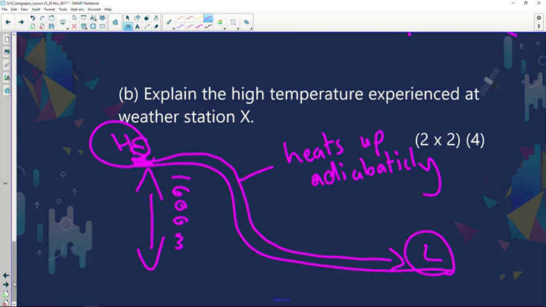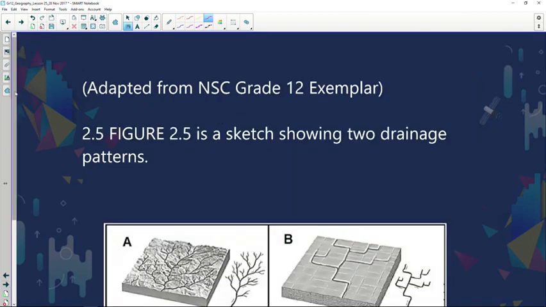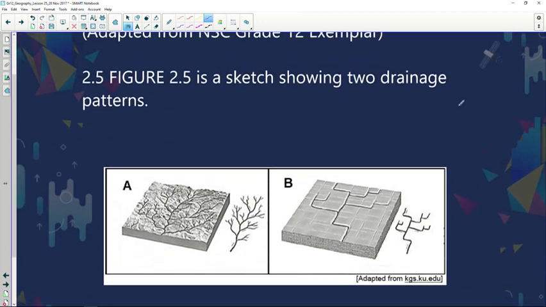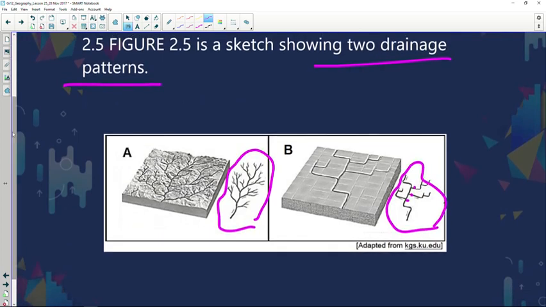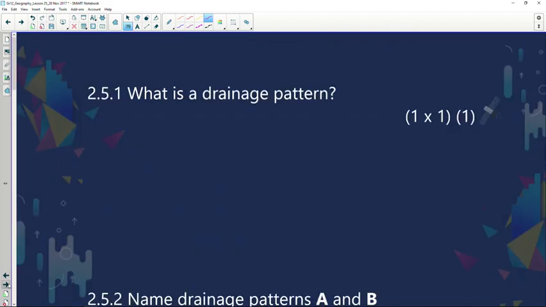Let's go look at our next question. Okay, figure 2.5 is a sketch showing us drainage patterns. Now, quickly, very easy to identify it. If you look at A, first of all, it resembles the branches of a tree, and if you look at B, it joins at acute 90-degree angles, as you can see over there, and over there. Okay, now we've learned in our theory that we need to know the characteristics and how to be able to identify these drainage patterns. Let's quickly go and have a look at the questions as we're being asked.